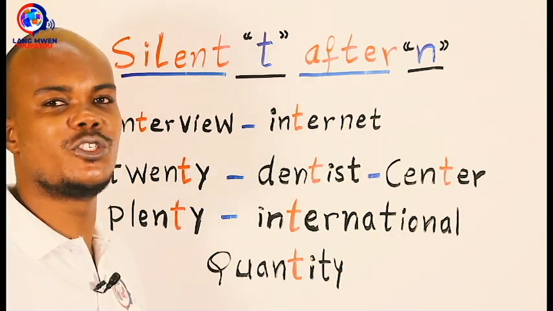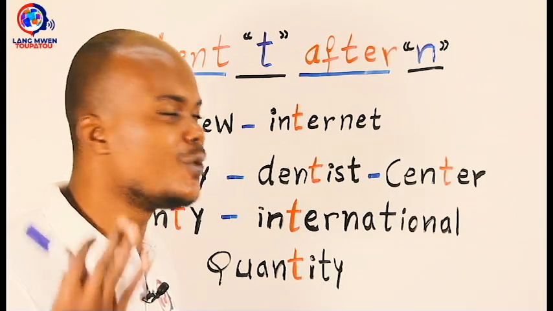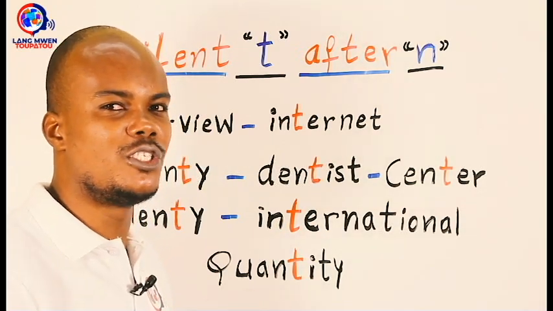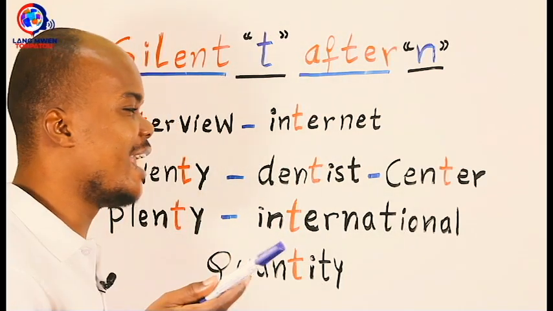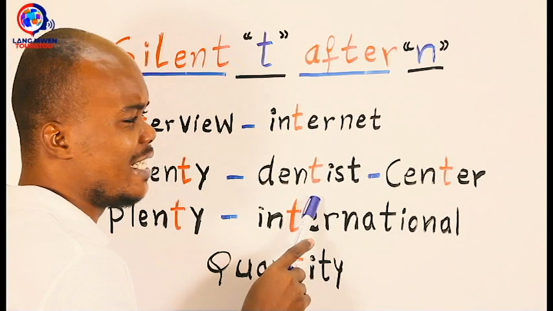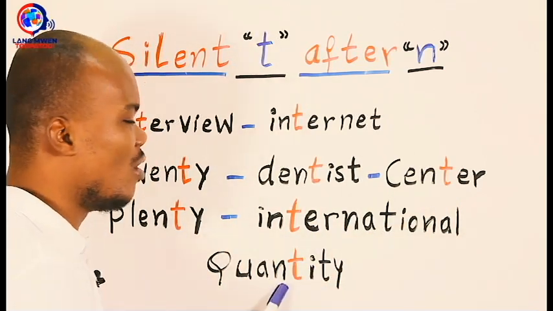Twenty is the famous one. I'm sure you hear twenty. You have already heard twenty. People say twenty, even if you speak British English or American English. You hear that. Or dentist, center, plenty, international, or quantity.